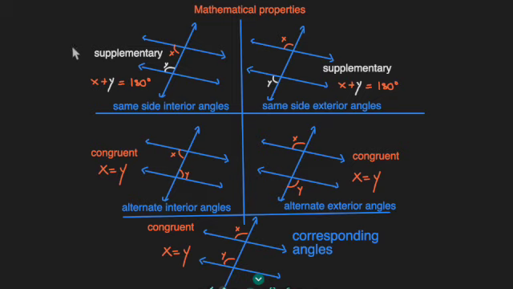Alright, finally, we're going to talk about the mathematical properties of these angle relationships. Same side interior angles are supplementary, meaning that they add up to 180. Same side exterior angles are also supplementary. Alternate interior angles are congruent, meaning they're equal. Alternate exterior angles are also congruent. And finally, corresponding angles are congruent as well.